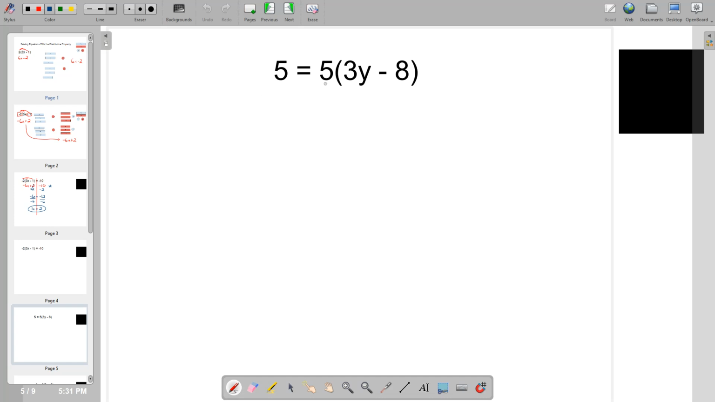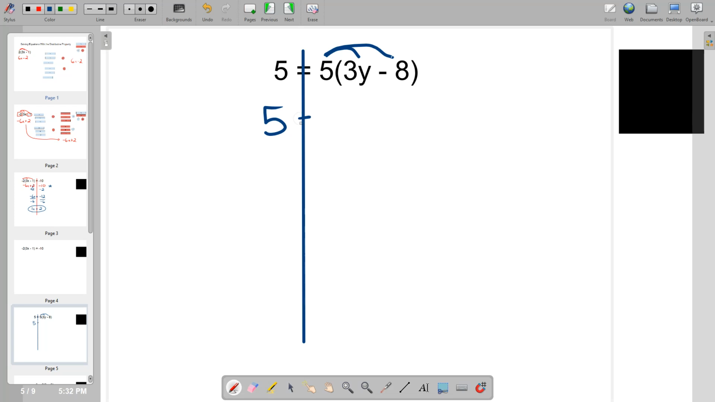5 equals 5 parentheses 3y minus 8. At this point, the first thing we want to do is draw that line down our equal sign to remember that there are 2 sides of our equation. And then this video has shown us our next step should be the distributive property. We're going to multiply every term inside the parentheses by 5. So I'm going to keep this 5 on the left side here.